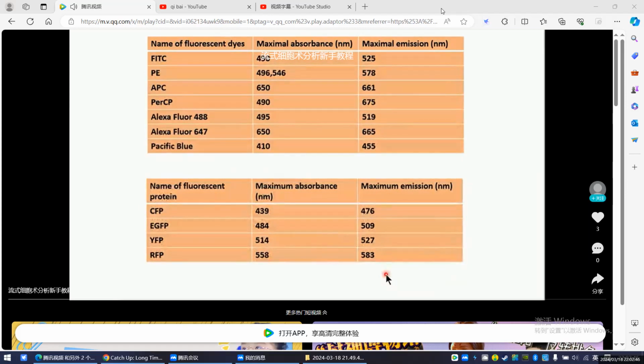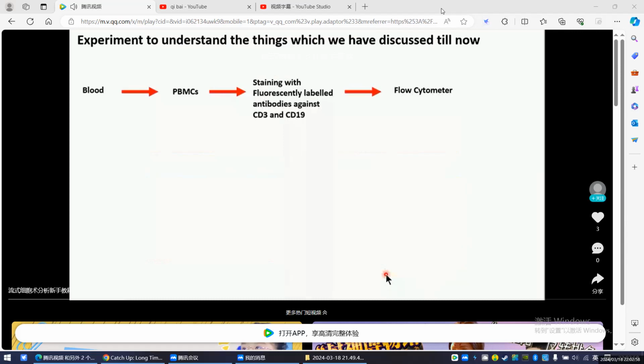So this was the basic principle. You arrange the cells in a single array, cells will interact with light, and can give you information about size, granularity, and fluorescent signals. Now we will be doing one experiment to understand the things which we have discussed till now.